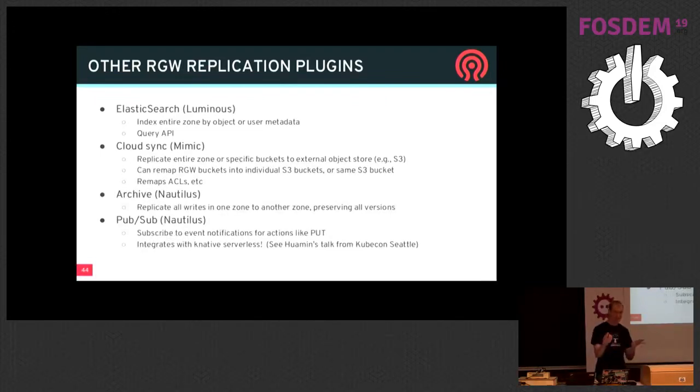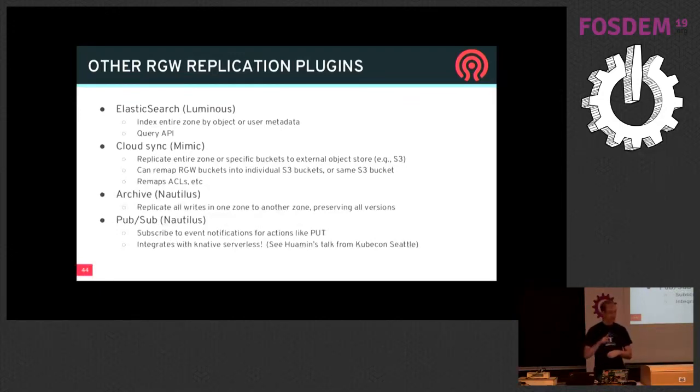So that's just replicating out to S3 in Cloud Sync. And in Nautilus, we're adding two new ones. One is an archive zone, where you basically define a zone that enables bucket versioning, so we preserve all copies of an object, past copies, and it'll just copy everything and create an archive of all the data that you've ever stored over all time for archive backup purposes.